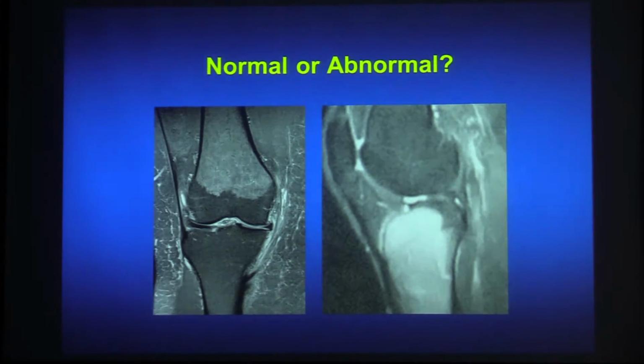And so here are two different cases. We're always trying to decide, is the marrow pattern normal or abnormal? One of these is normal and one of these is abnormal. I'll let you decide which, and if you do decide which, think a little bit about why the one that's abnormal is abnormal.